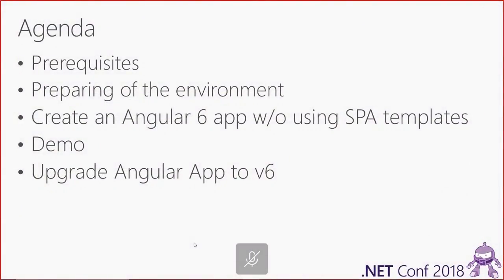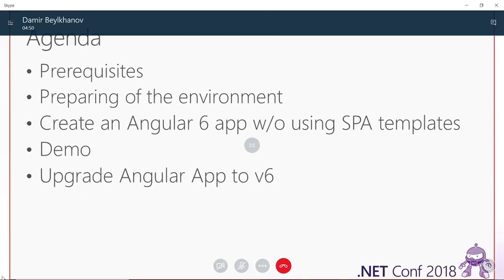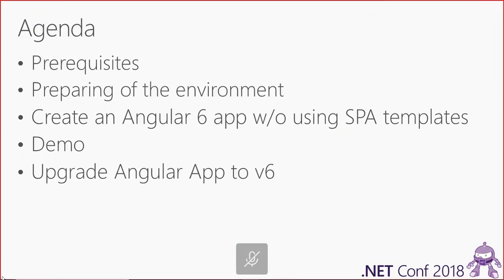So this is the agenda for today's talk. We will start with checking out the prerequisites, tools, and requirements for preparing the environment. Moreover, you will learn how to create web applications with and without using .NET Core single-page application templates in Visual Studio 2017. And we will also look at how you can do the same with .NET CLI commands. First, we will look at my demo project and analyze the structure of the solution and what I have chosen to develop it. And by the end of the session, we will talk a bit about upgrading an Angular app to the sixth version.